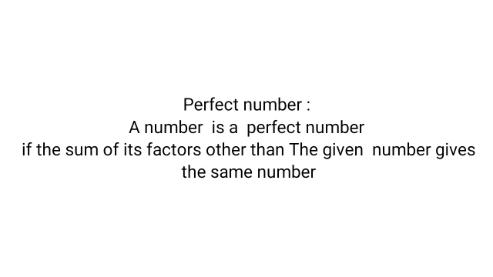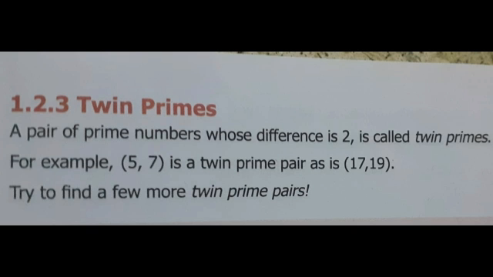Now next I am going to tell you about twin primes. What is it? A pair of prime numbers whose difference is 2 is called twin primes. For example, 5, 7 and 11, 13 and 17, 19. These are the continuous odd numbers which we get, isn't it? So once again, twin primes means a pair of prime numbers whose difference is 2.